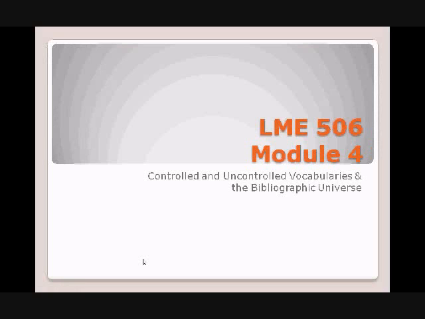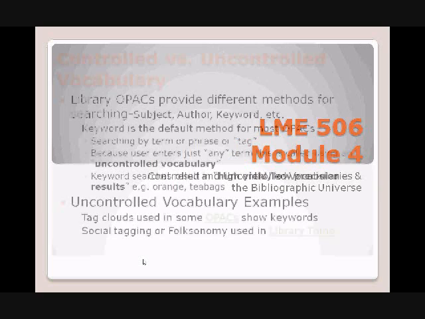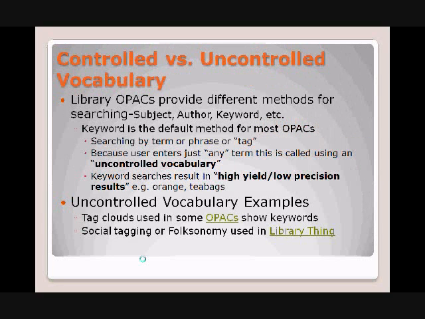This is LME 506 Module 4, a multi-part module on controlled and uncontrolled vocabularies and the bibliographic universe. First, let's talk about controlled versus uncontrolled vocabulary.